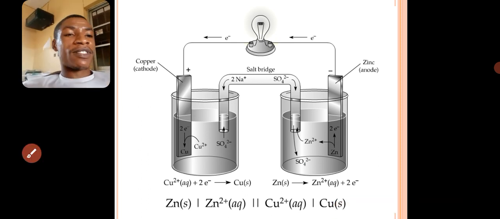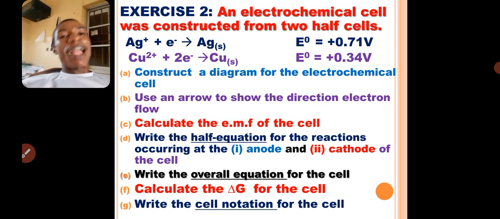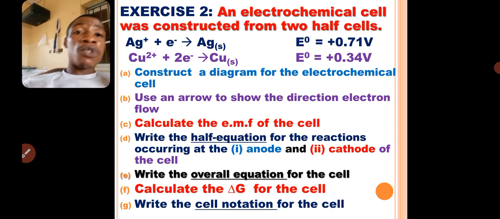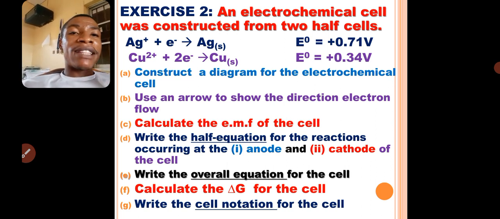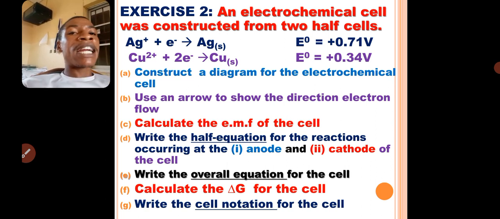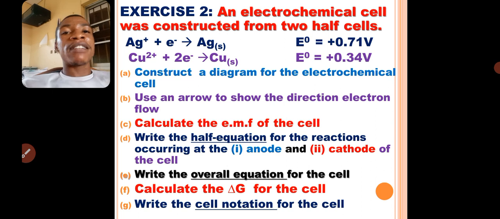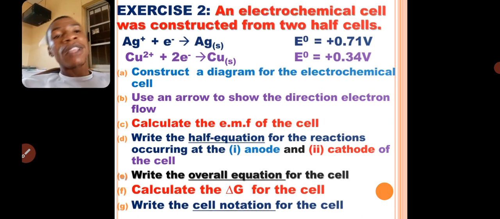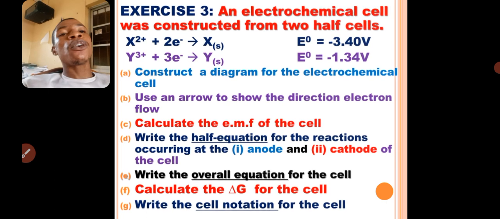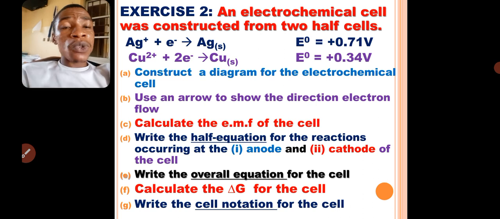electrochemical cell. So now let's look at some things you are supposed to do, and this will be our exercise 2. I've given you one before in the previous video. So look at this particular question. Construct state diagram, write arrow to show direction of electron flow, find EMF, write half equation at anode and cathode, write overall equation, calculate delta G, and write the cell notation for the cell. Then for the next one, you also do that. Now the difference between exercise 2 is that there are 2 ways you can determine your anode and cathode.